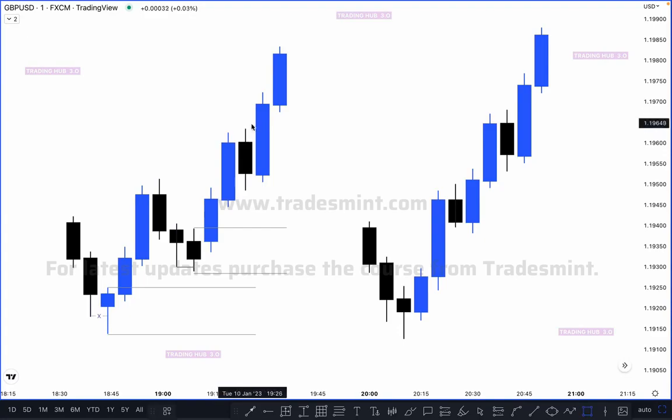Now you can see here, this is our last selling candle before this buy move, but this is not a valid order block. Why? First, because this candle did not take out the previous candle low. So this is not a valid order block.